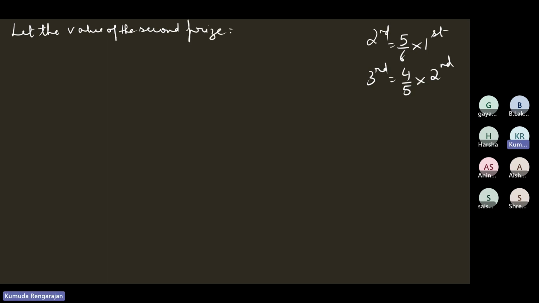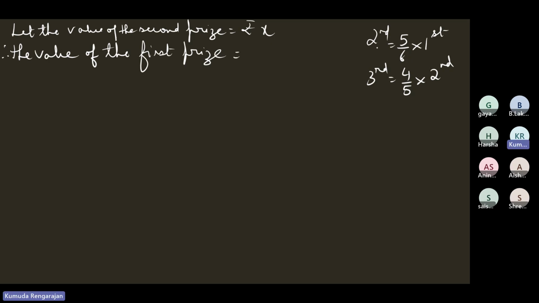Let the value of the second price be X. Using the second price, you can find the first price or the third price. Anything you can find first. So please listen to me. Therefore the value of the first price, or the third price, whatever. Supposing we find the first price first.